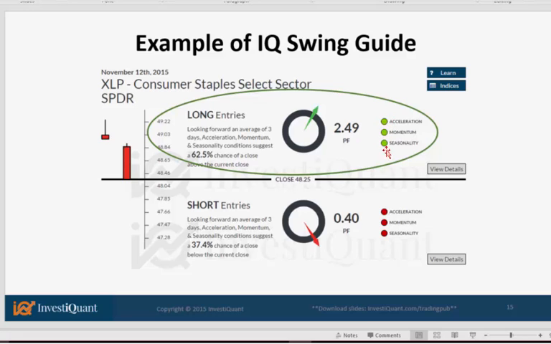We show green and red buttons here. If they're all green, that means acceleration, momentum, and seasonality are all showing positive profit factors. If they're red, that means they're all negative. There are also different shades: yellow if it's neutral, and orange as well. Anyway, those are the metrics we're going to use, and I'm going to factor them in as we move on.